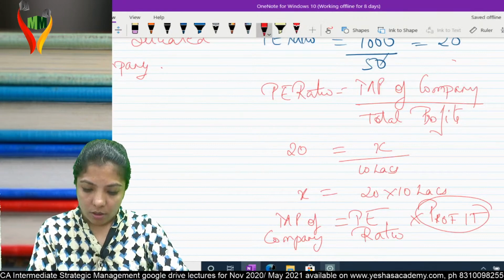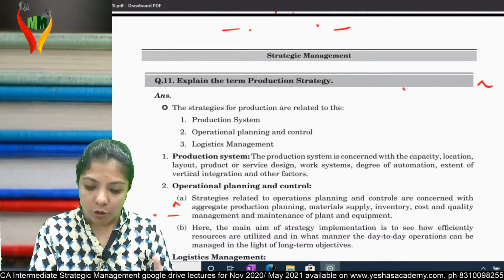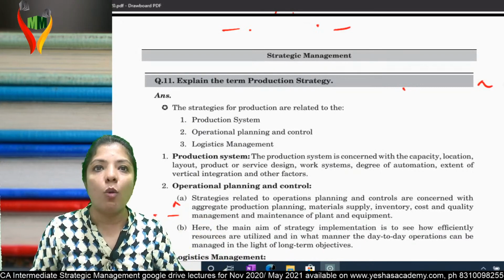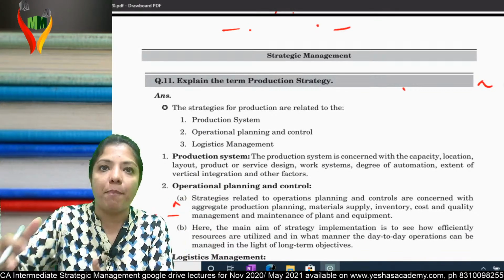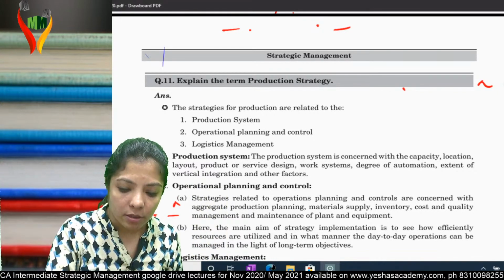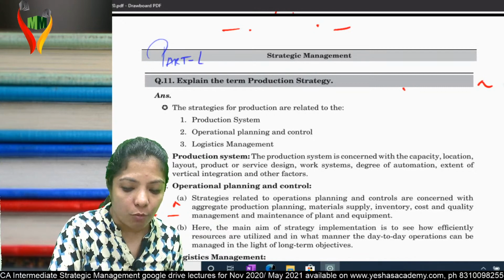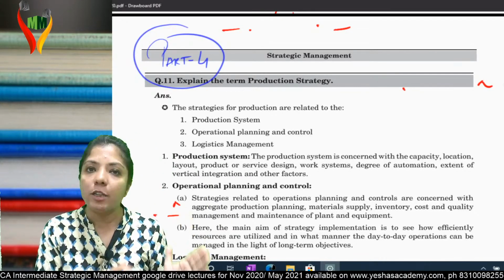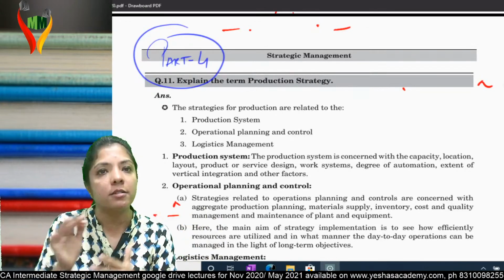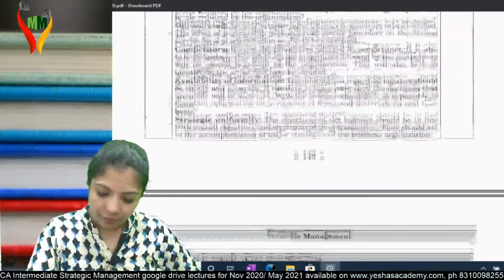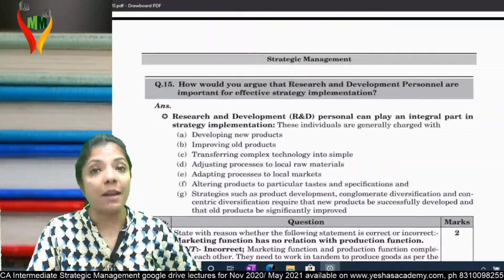Now come to part 4. This part I'll take tomorrow. Why? I don't want to cover every heavy part. We are already done with marketing. We are already done with finance. So this is my part 4, which I'll take tomorrow, not today. I may start today with chapter 7, but I'll not take this part today. I'll be taking this part tomorrow first when I start the lecture. So 11 to 14 I'll be doing tomorrow.